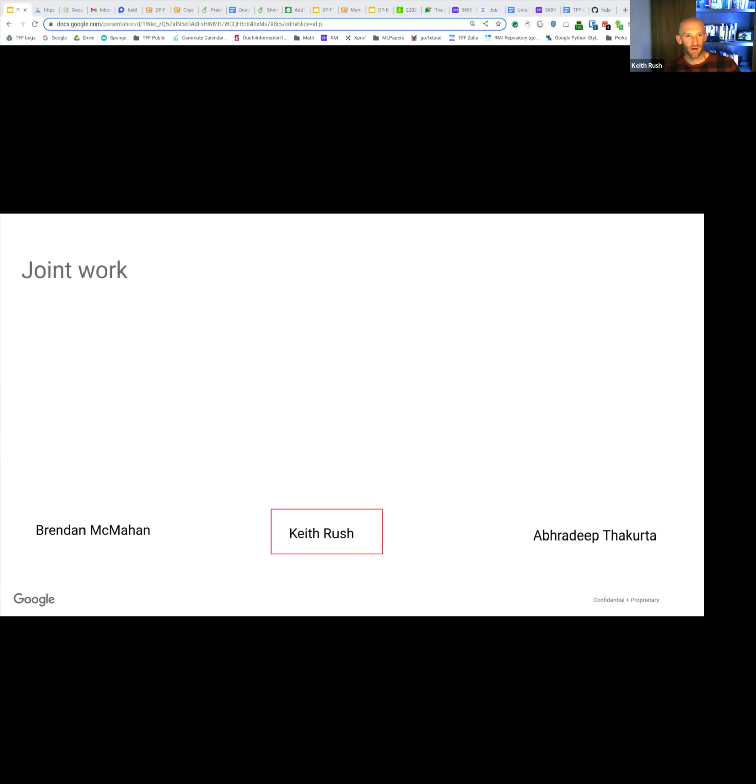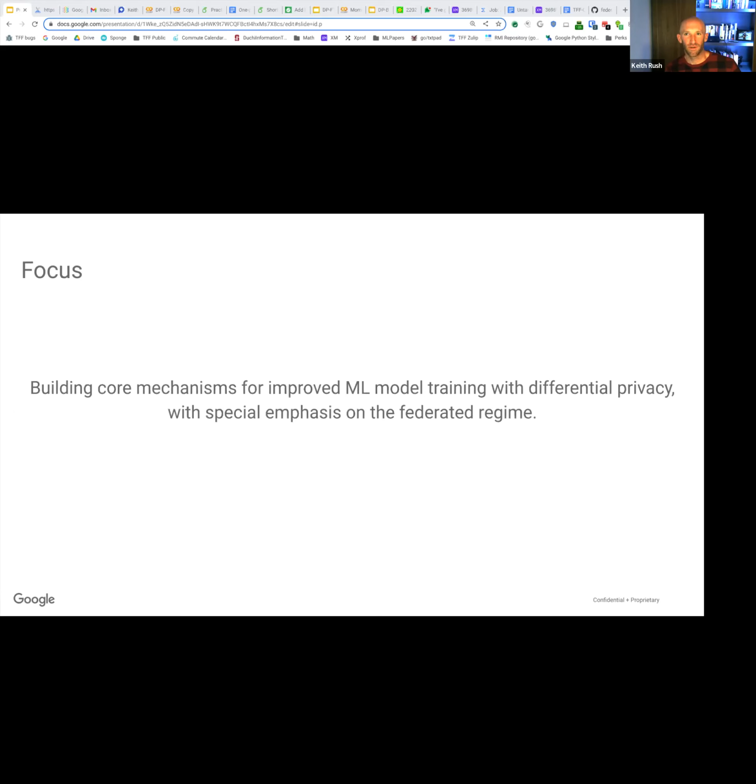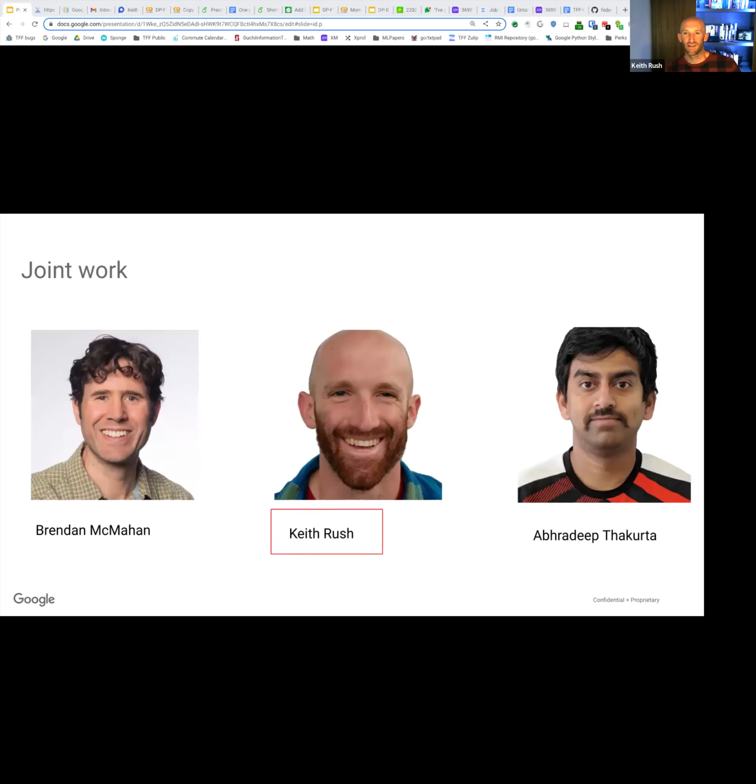So yeah, this is joint work with Brendan and Abradeep, who are both here, and that's me in the middle. I think this is alphabetical order left to right, which is the way we put it in the paper as well. And that's why my name is boxed, because I'm going to be the one talking to you today. Although Brendan and Abradeep should also feel free to jump in and correct me if I ever misspeak too much or talk too much out of turn.